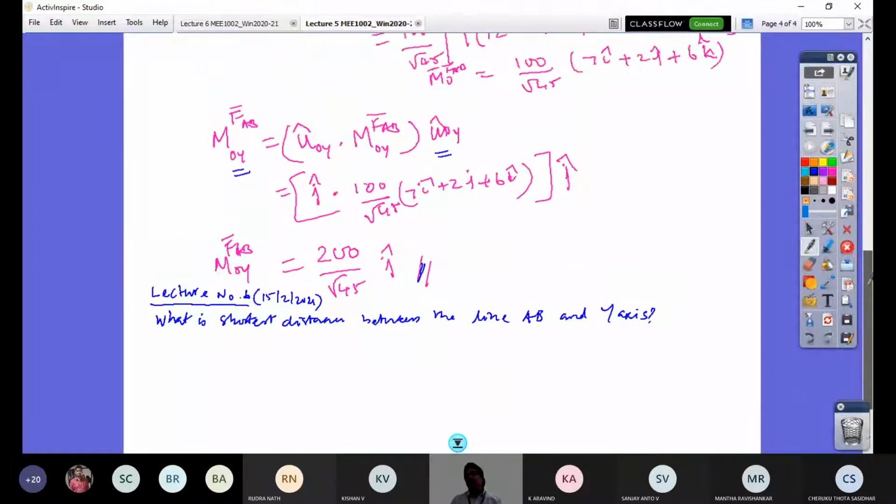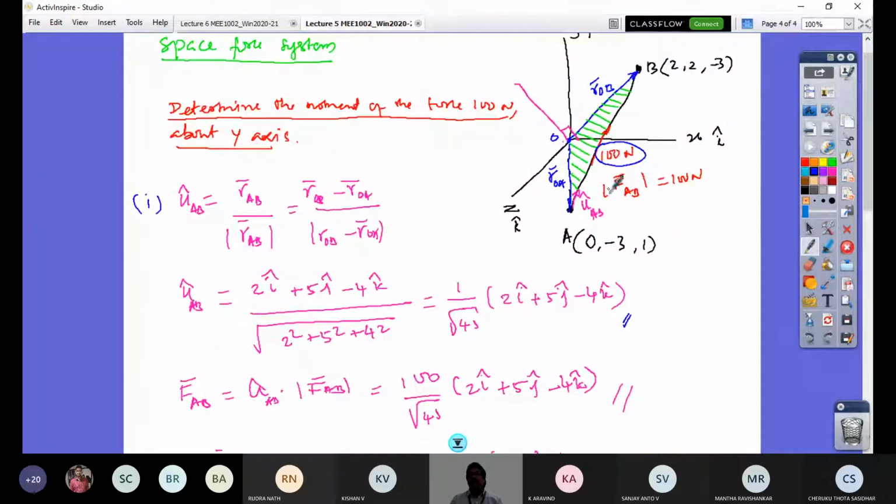Why do we ask for the shortest distance? Look here: the line AB and the y-axis are neither parallel nor intersecting. In such cases, they are called skew lines. Skew lines are non-intersecting, non-parallel lines. So I have to find the shortest distance. If you have done well in your engineering drawing course, you would use auxiliary planes to find it graphically. Now you are going to use engineering mechanics principles to find it.